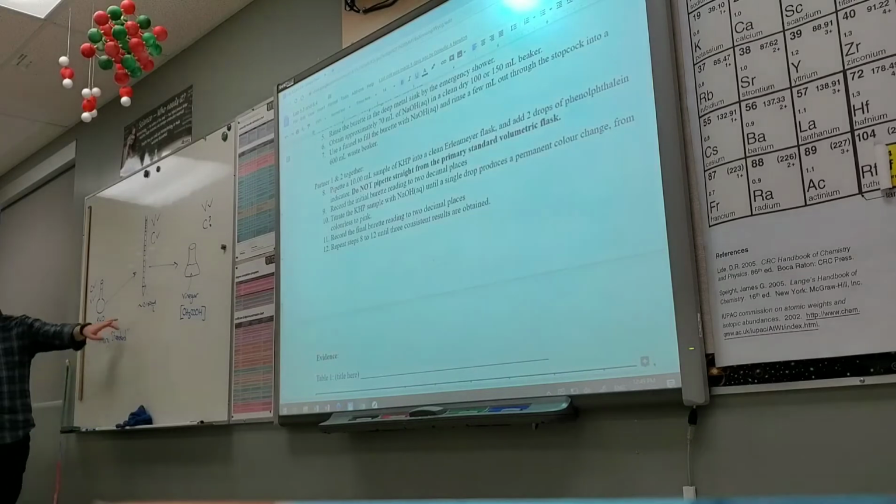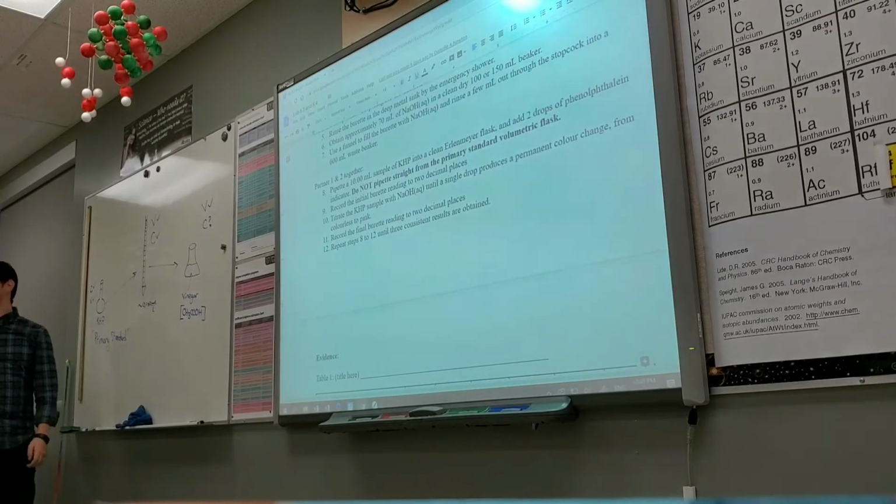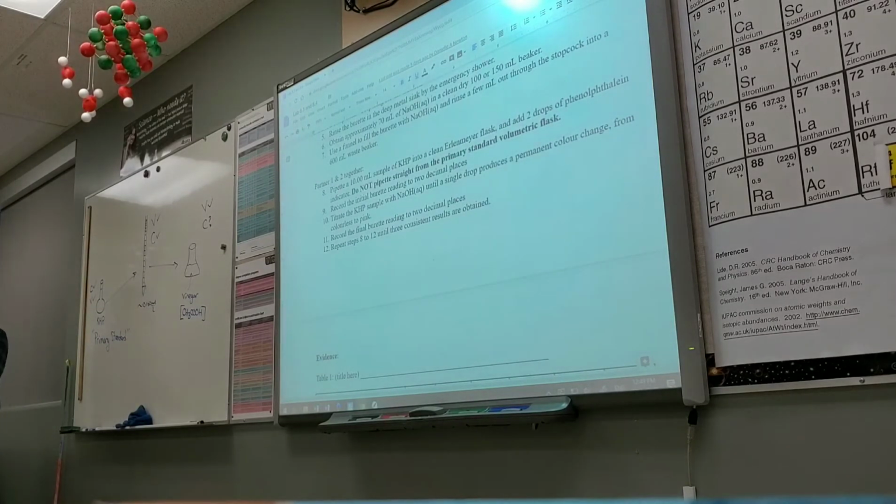We have to do it because we don't know exactly what the concentration of the sodium hydroxide is. So that's our goal for today. We really only have one thing to do: make a solution of a very specific concentration of KHP. So let's look at our lab.